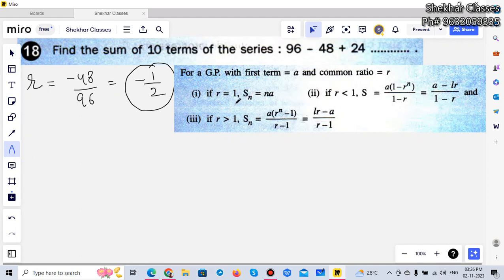And if the common ratio is equal to 1, we have a simple formula, that is the sum of the n terms of the GP will be n into a. Otherwise this is the formula when we have the first term, the common ratio and n given. And when the last term is given, we can use this one. Since R is less than 1 because it's minus one half, you will use this formula.